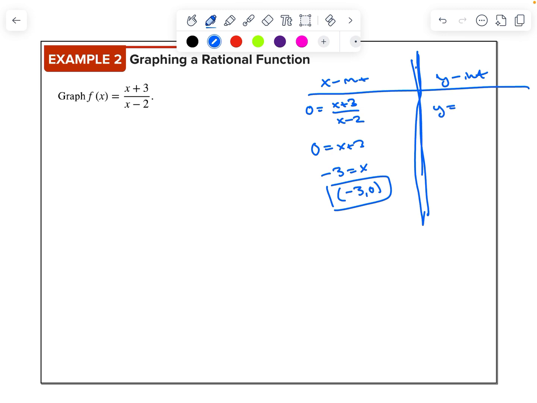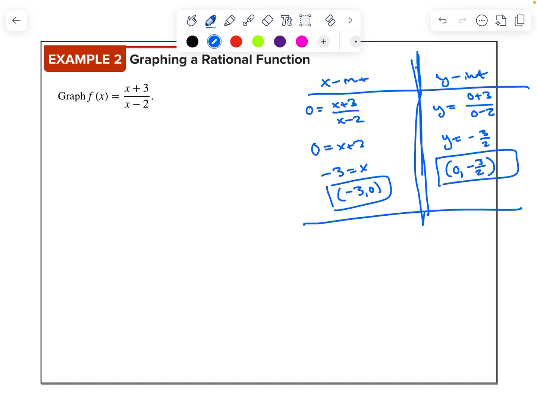The y-intercept, if I put a 0 in for x, (0 + 3) over (0 - 2), that'd be y equals negative 3 halves, or negative 0.5. That's the same thing as the point 0, negative 3 halves, or 0, negative 1.5. X-intercept and y-intercept are done.